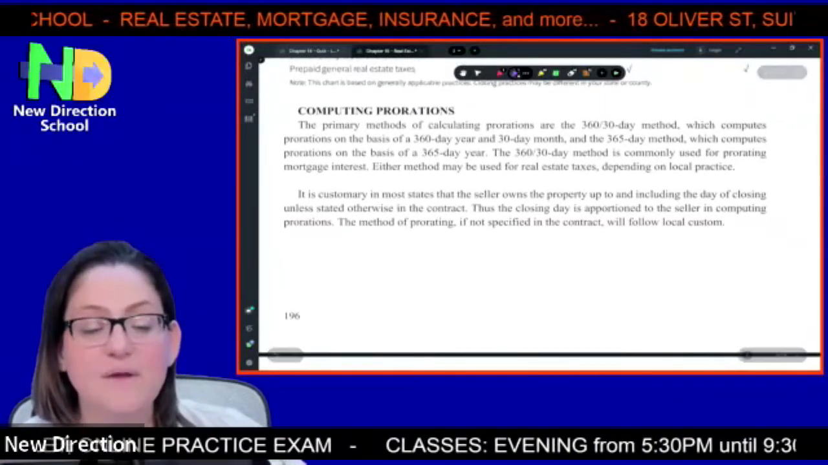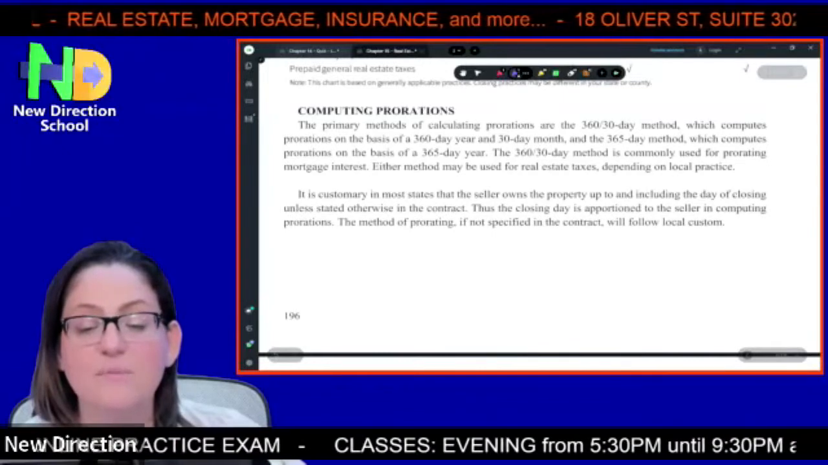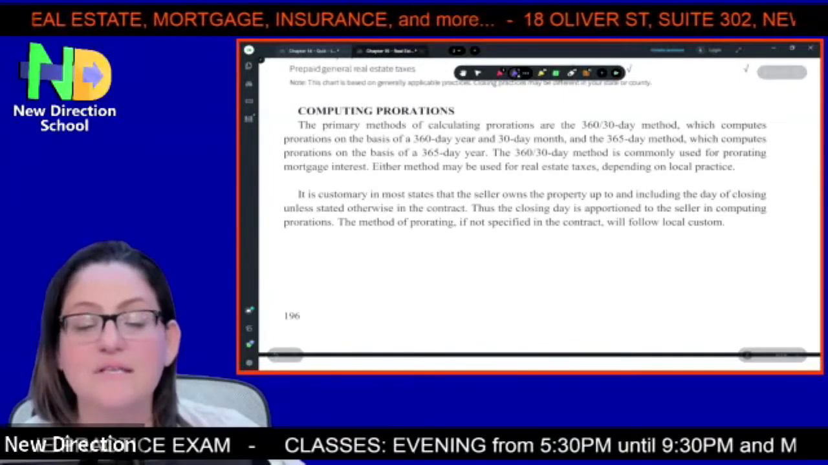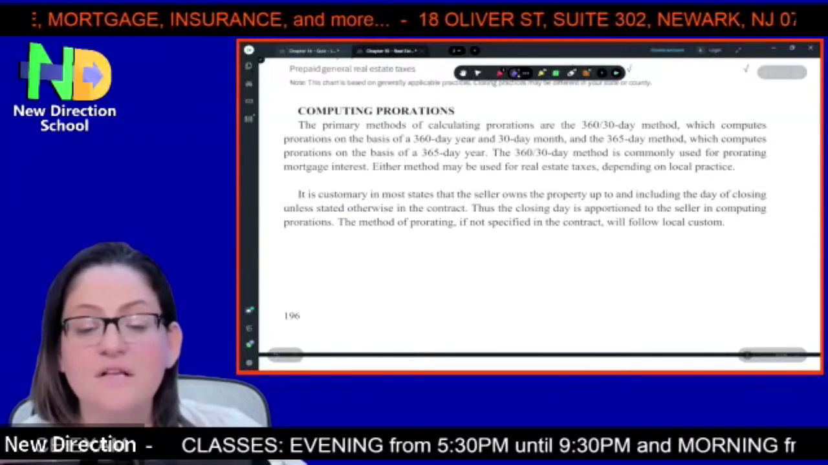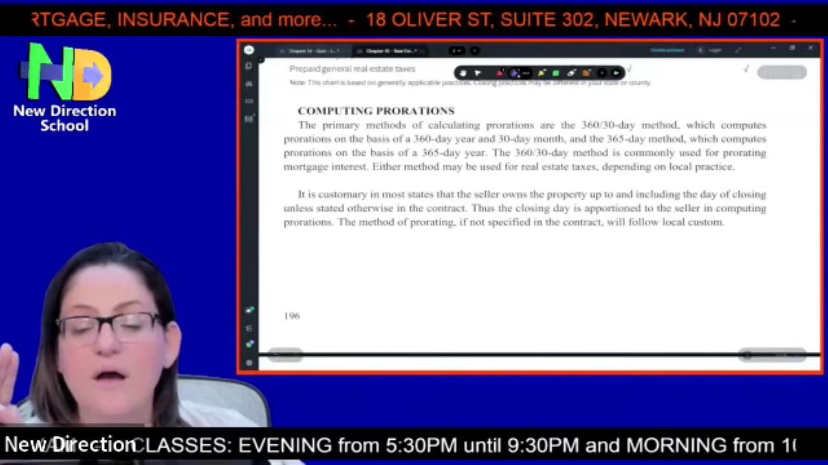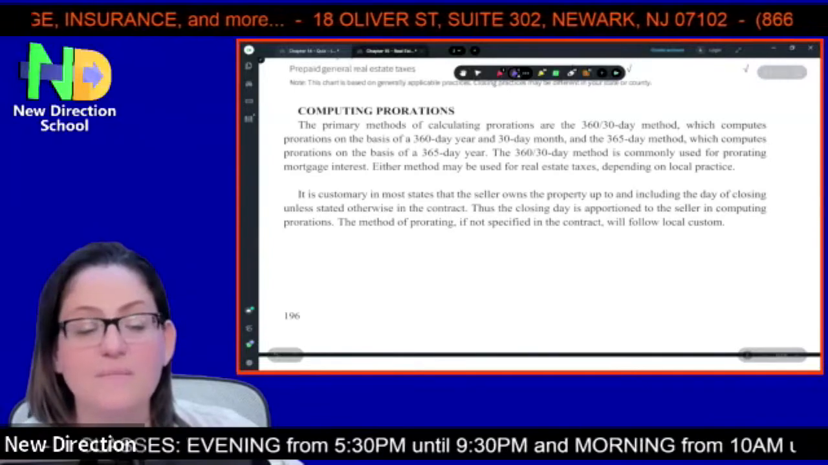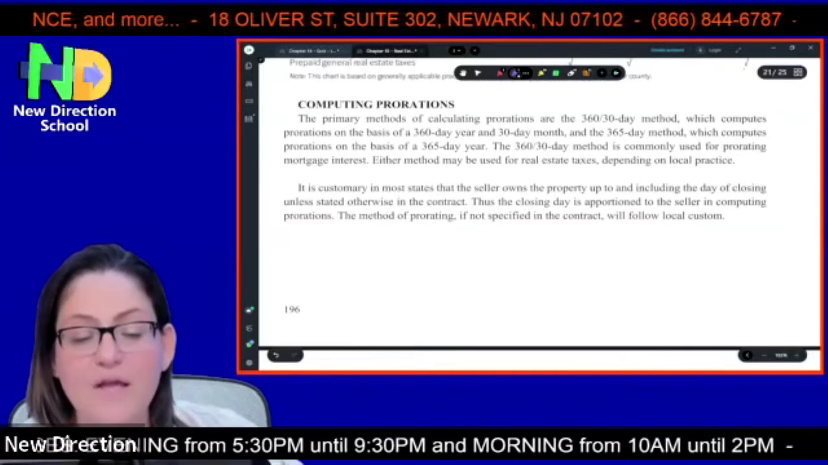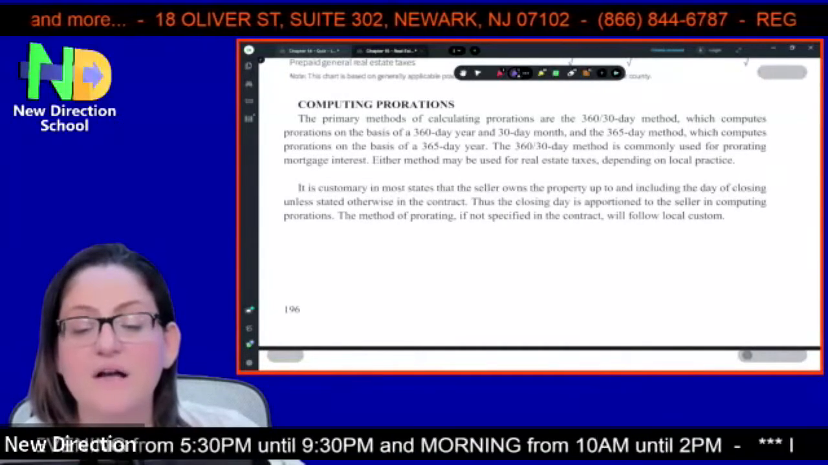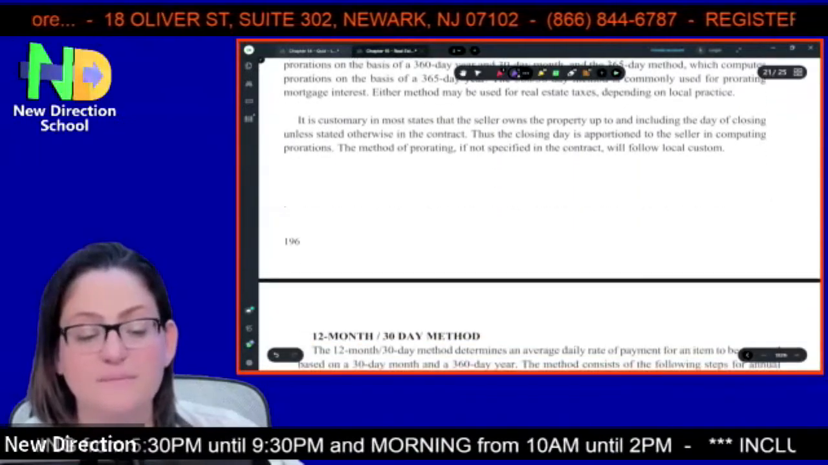It is customary in most states that the seller owns the property up to and including the day of closing, unless stated otherwise in the contract. Thus, the closing day is apportioned to the seller in computing prorations. The method of prorating, if not specified in the contract, will follow local custom.